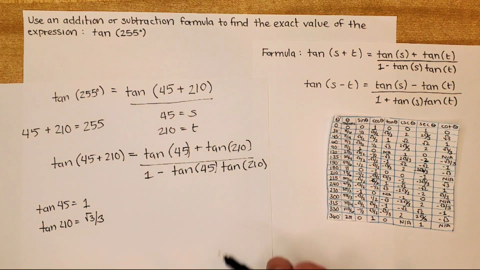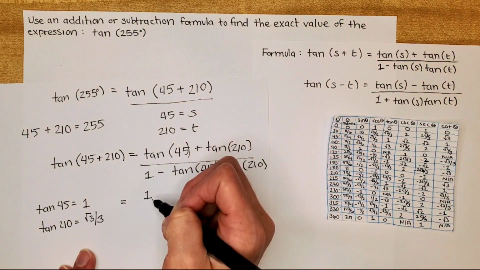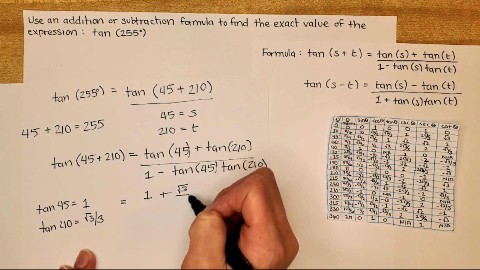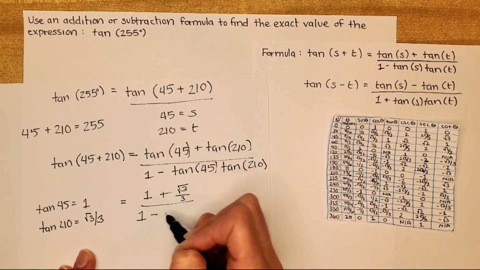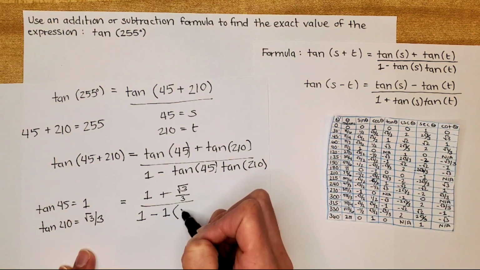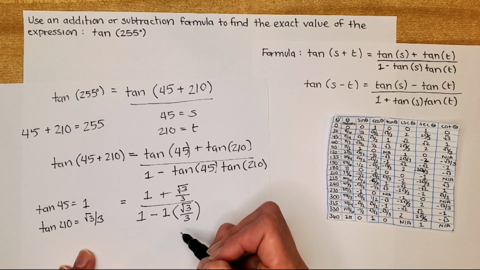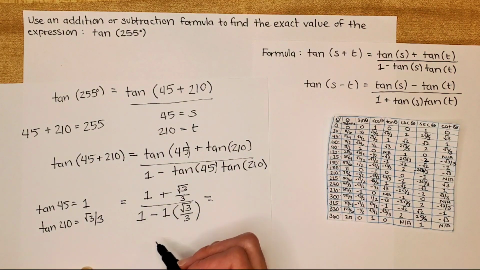And so we're going to replace each of these values into our formula to then find that exact value. So tangent of 45, we determined that's going to be 1. And then we also have the tangent of 210, which puts us at square root of 3 over 3. And that puts us over 1 minus 1 times the square root of 3 over 3. Now, what does that exactly mean in this case scenario? Well, now we're just going to go ahead and simplify that.